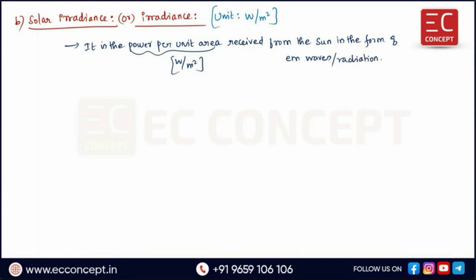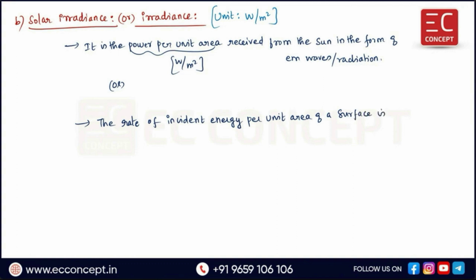Okay fine, and also this is another definition we can give. The rate of incident energy per unit area of a surface is called solar irradiance, or simply irradiance.